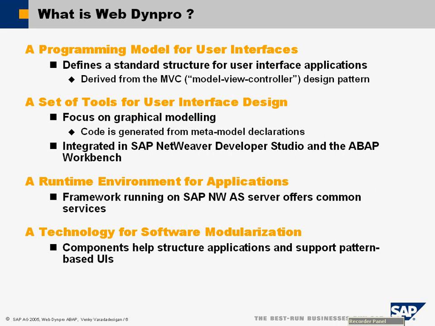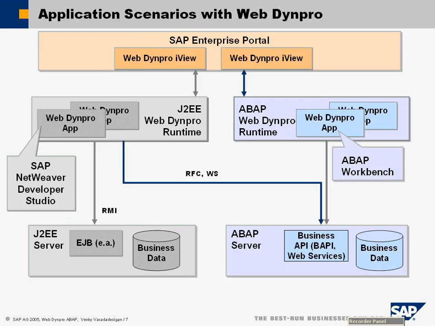So, what are the main features of Web Dynpro, or what is Web Dynpro? It provides a programming model, provides a set of tools. It also provides a robust runtime environment, and so you can develop modularized UI software. Not only UI, which is more screen-oriented, you can also develop UI services, modularized services.